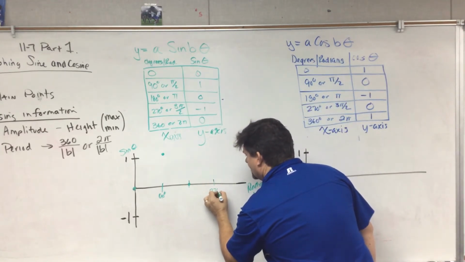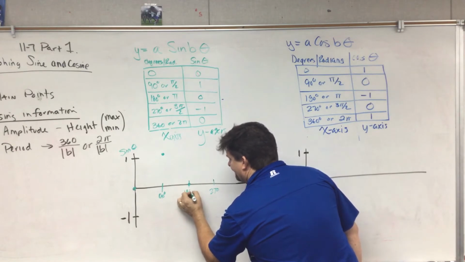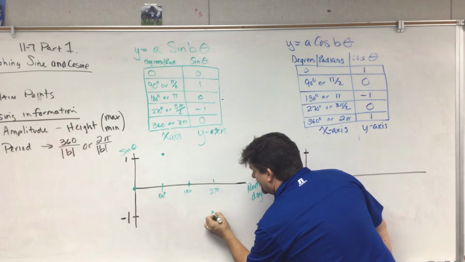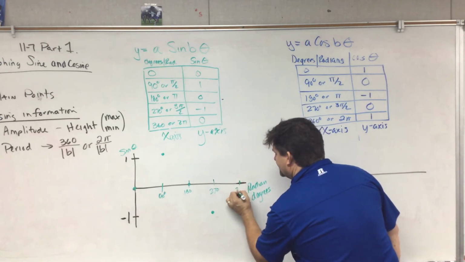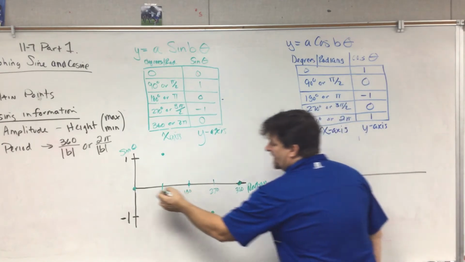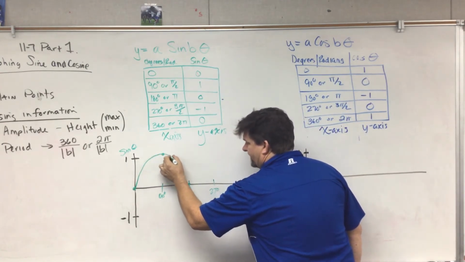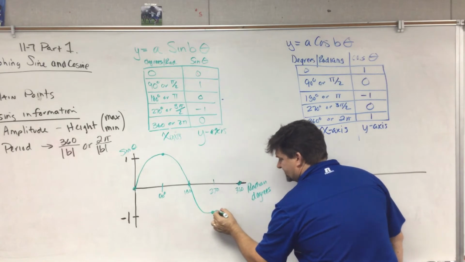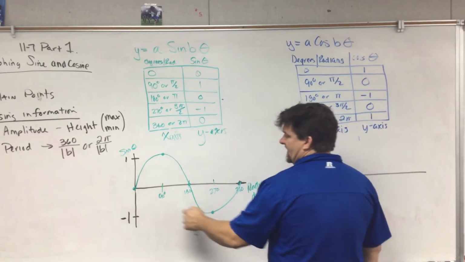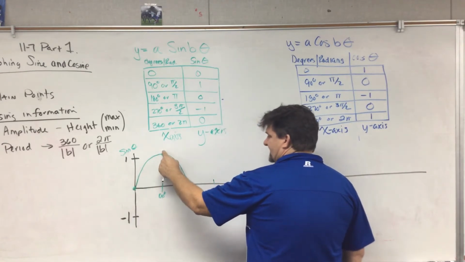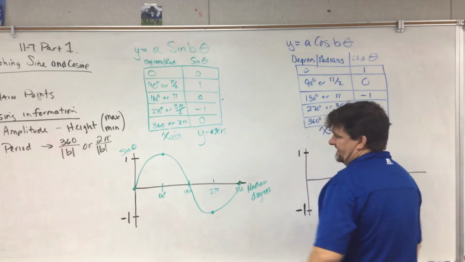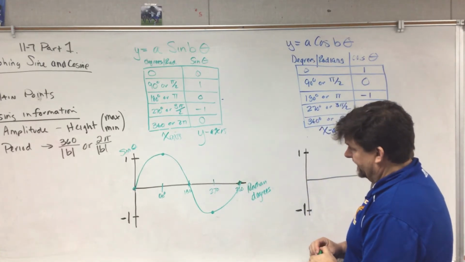At 270, it is -1. At 360, it is 0. And then I draw my graph. Remember, circular motions create waves. Okay? So if we talk to the sun is here, the sun is at its highest, it's back to the middle, the sun is at its lowest, the sun is back to here, from what we talked about last Thursday.